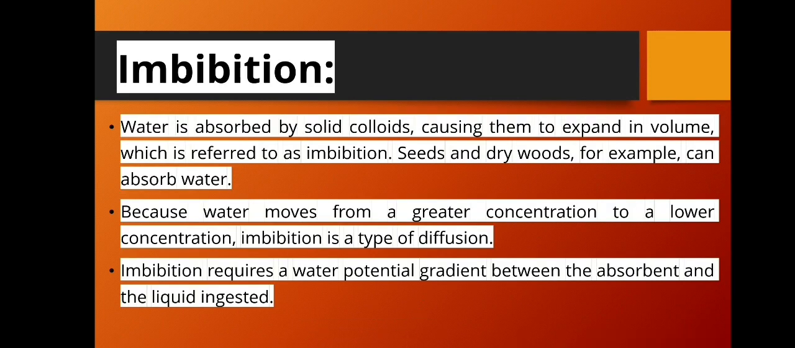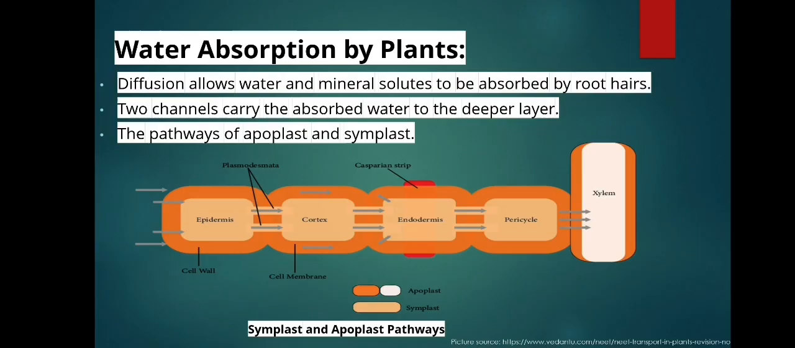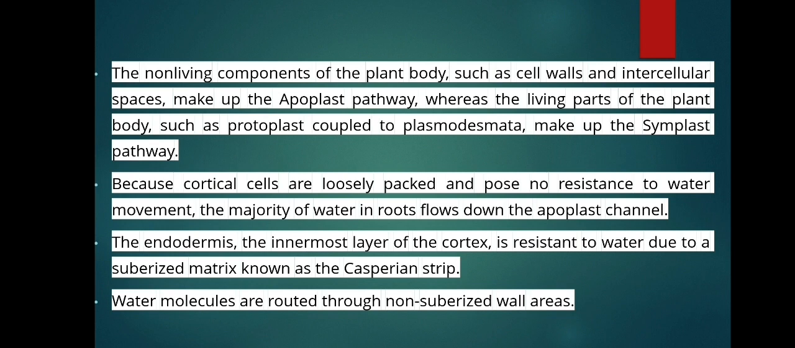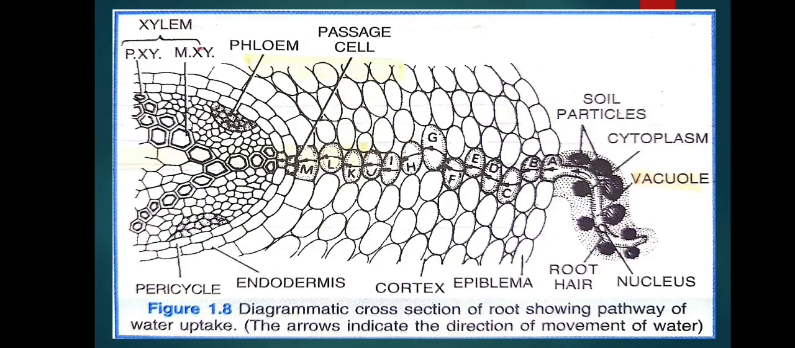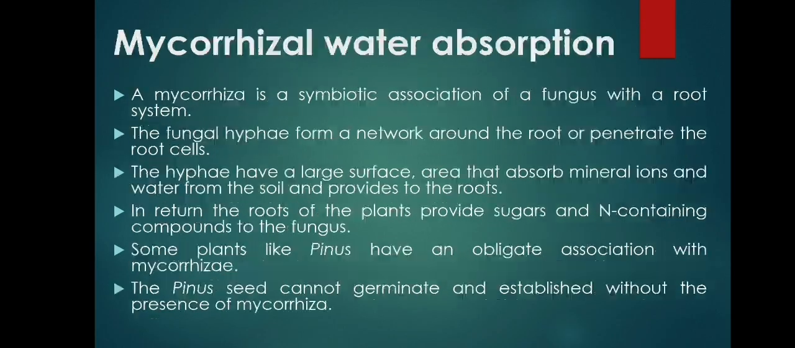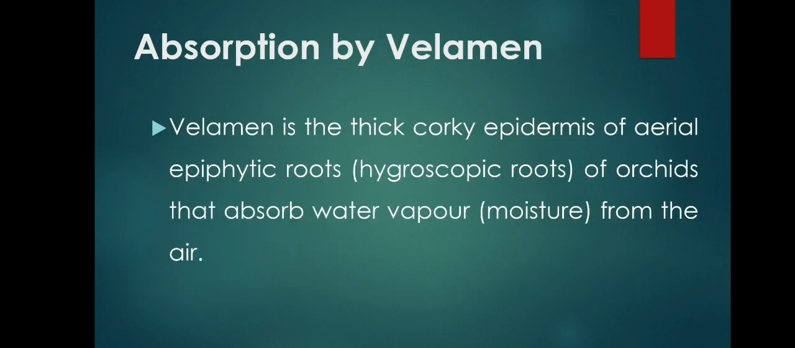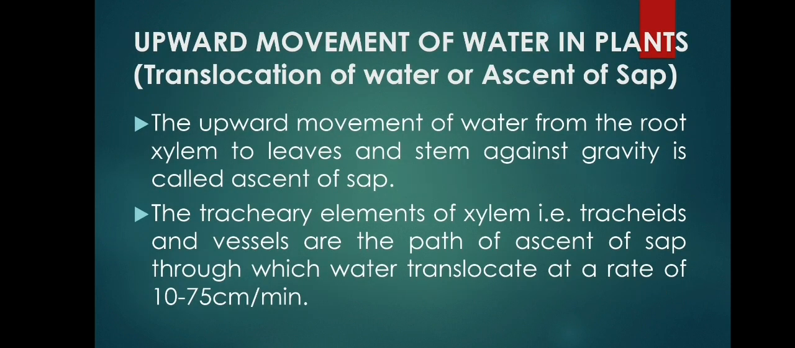Then imbibition: water absorbed by a solid substance is called imbibition. Then how does water absorption occur in a plant? Apoplast and symplast are two pathways. Apoplast is the non-living pathway, and symplast is the pathway where water movement occurs through the protoplasm or living part of the plant. Then the types are active absorption, passive absorption, and mycorrhizal water absorption.